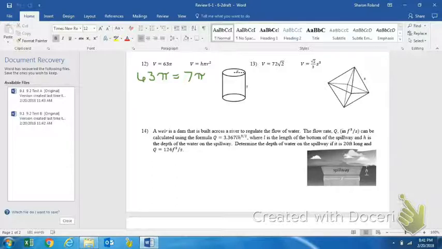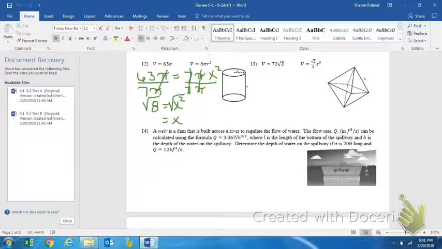So it's going to be x squared. And we want x to be by itself, so I'm going to divide both sides by 7 pi. The pi's cancel on both sides. The 7's cancel here. 63 divided by 7 is 8, and it equals x squared. So in order to find x, you're going to take the square root of both sides, and x equals, put it in the calculator, the square root of 8.